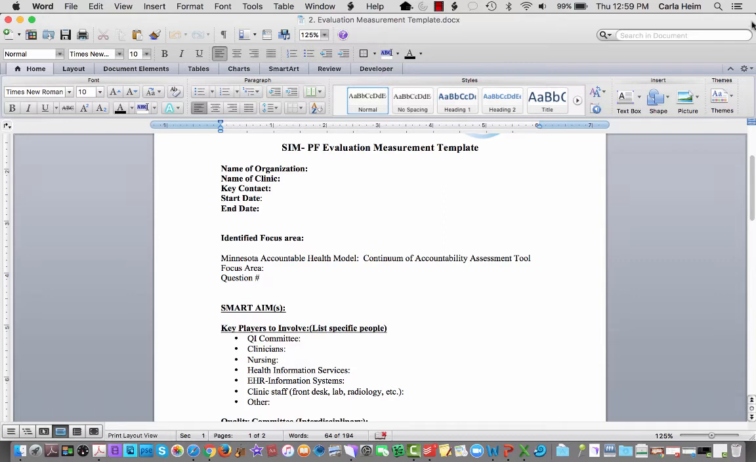You're also going to notice we've got clinicians, nursing, health information services, EHR, or your information services, which is called various things and systems, ITS, IS, etc. Clinic staff, who's the front line? That could be anyone from who greets patients and is reception to lab, radiology, etc. So who needs to be involved, and make sure you've got the key players on the table so that they've got a voice. And do you need to add others as you go? Try and think about this up front.